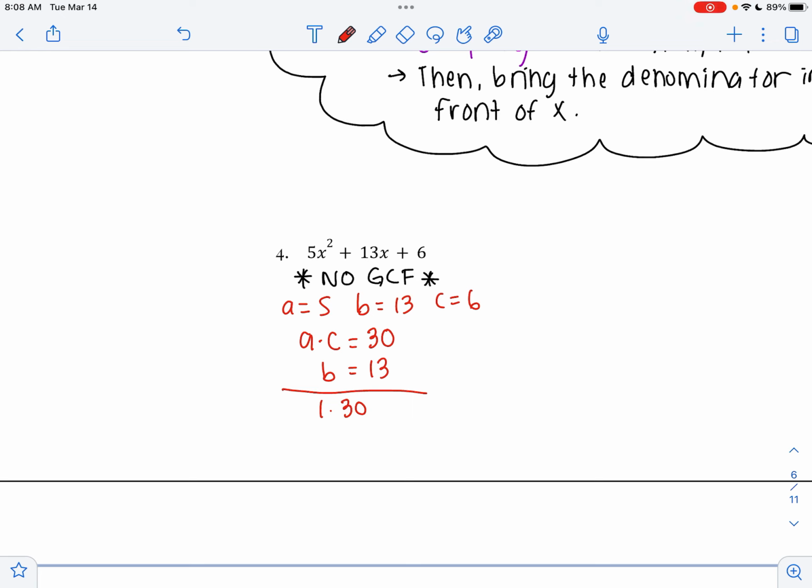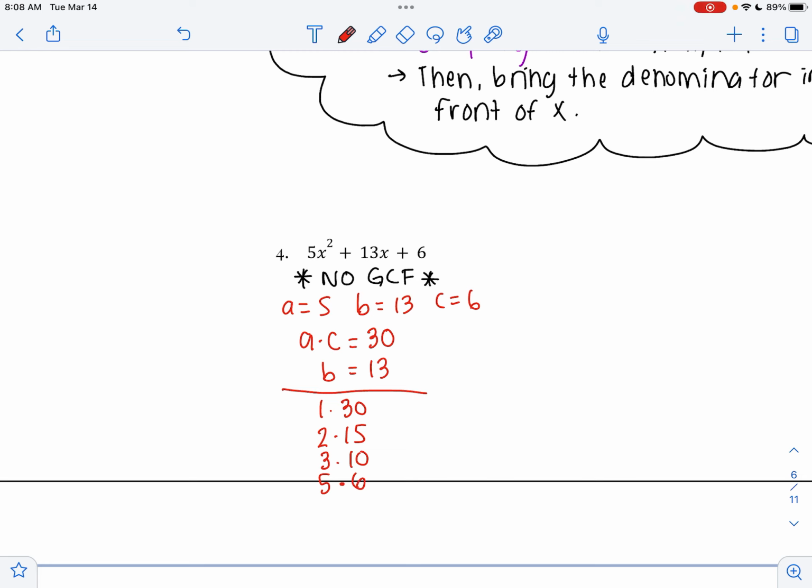30 divided by 2 is 15. It goes in evenly, which means 2 times 15 is 30. 30 divided by 3 is 10. If you try doing 4, it's going to be a decimal, so 4 doesn't go into 30. And 30 divided by 5 is 6. So these are all my factors.